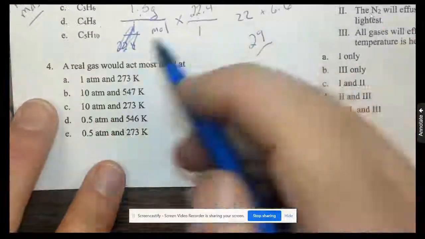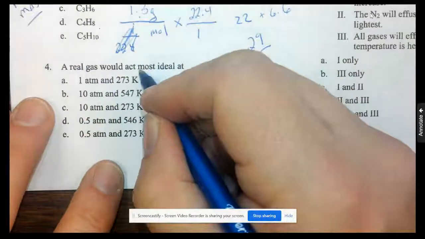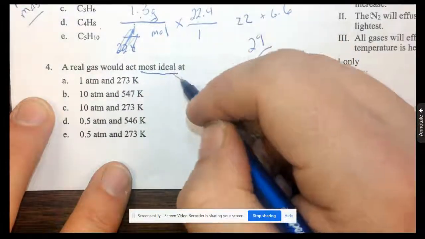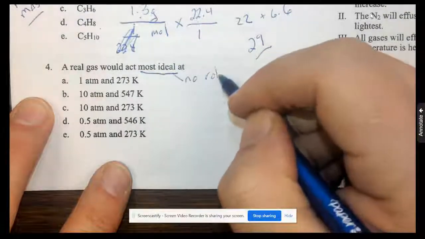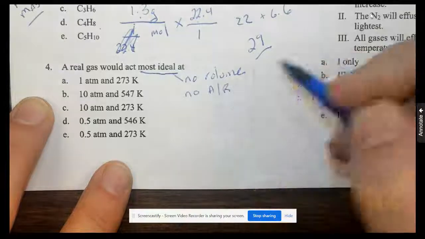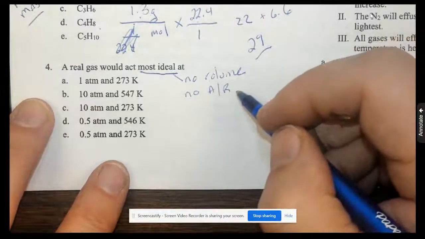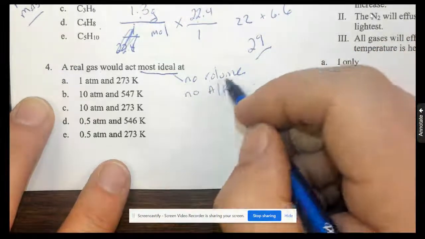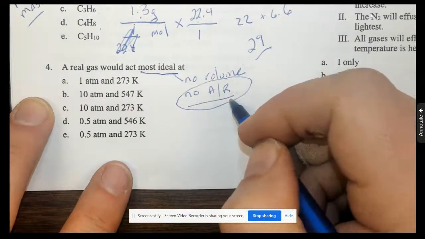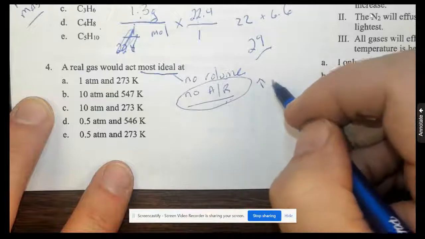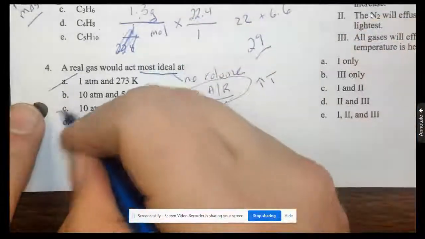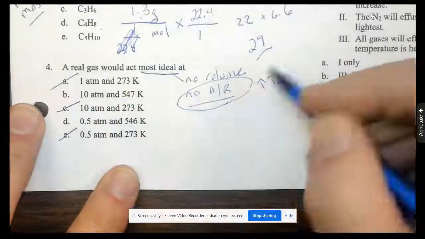Let's go to number 4. A real gas would act most ideal. So what does it mean to be ideal? Remember, they occupy no space in the container and experience no attractive or repulsive forces. Now, the only way you can get that to occur is if the molecules are moving super fast. So you want high temperature. So I'm going to cross out this, this, and this.